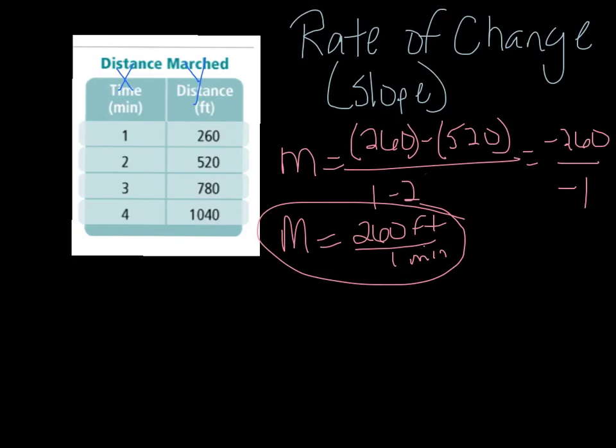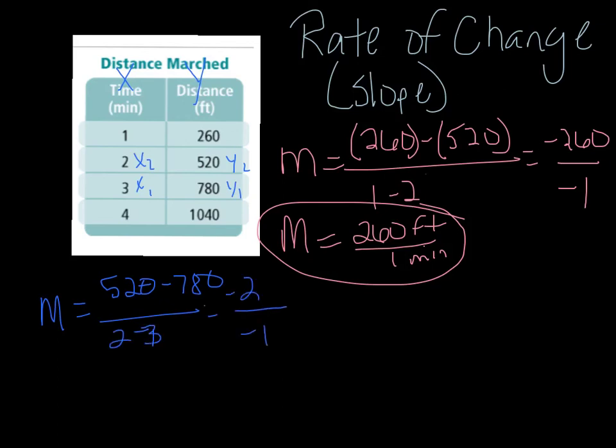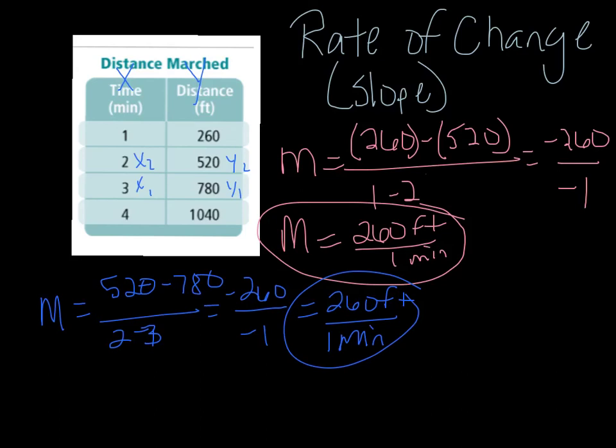my x's and y's are going to change. Now this is going to be x sub 2, x sub 1, y sub 2, and y sub 1. Okay. So now my slope is going to be 520 minus 780, and then 2 minus 3. So we get negative 1 and negative 260, which again is a positive 260 feet per minute. Okay. So far so good. See how the rates of change are the same? Okay, and that's what I want.